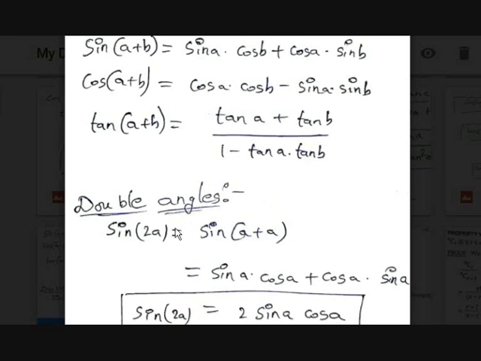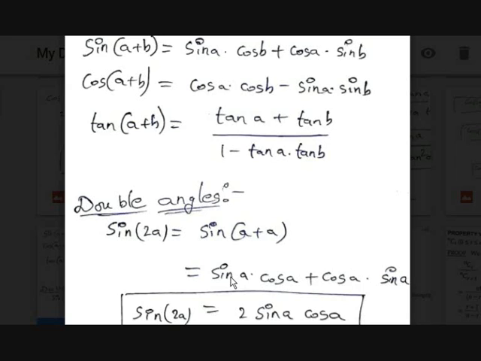For example, let's see sin 2A. How can we prove the formula for double angles? We can just take 2A as A plus A. 2A means A plus A, right? Now we can use the formula of sin(A+B). Then what would we get? We'll get sin A cos A plus cos A sin A. Here A is equal to B, meaning there is no B, B is also A.